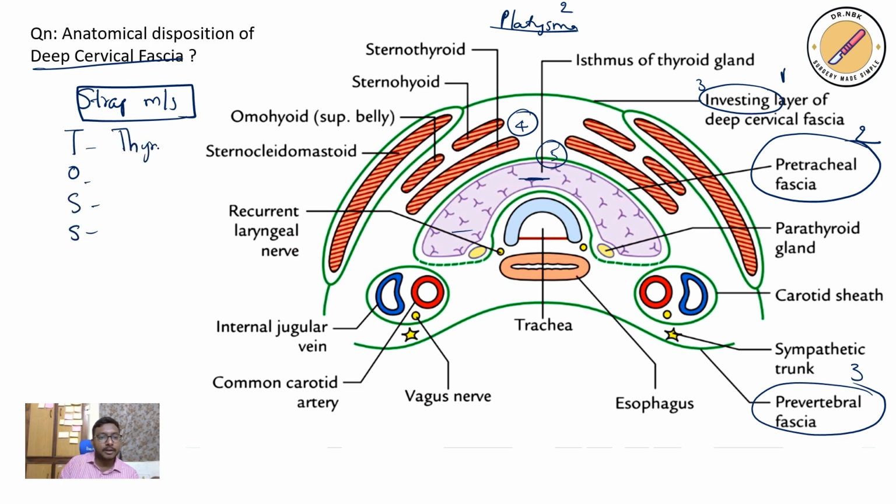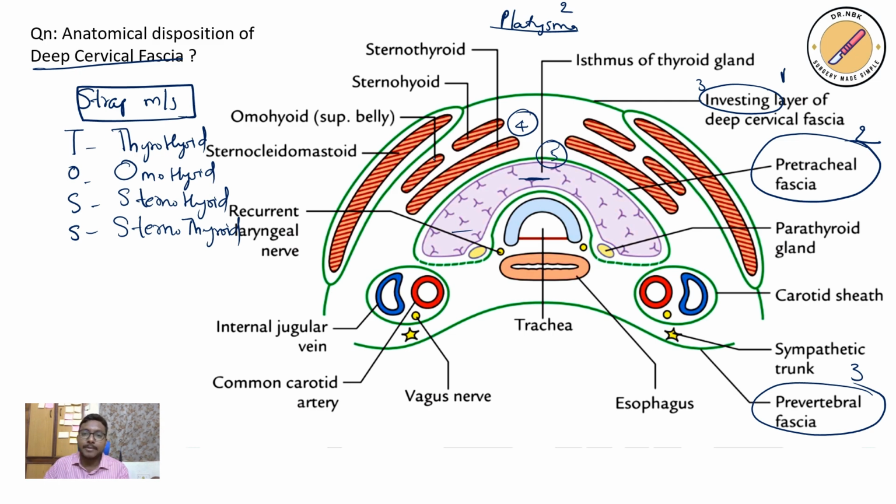So T for thyrohyoid, O for omohyoid, S for sternohyoid. Last one is sternothyroid. Okay, these are the important four strap muscles which are also called ribbon muscles. I mean infrahyoid ribbon muscles or strap muscles.